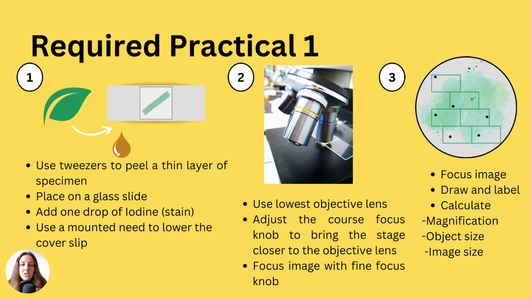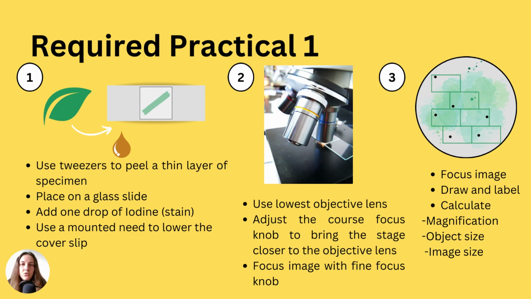Adjust the coarse focus knob to bring the stage closer to the objective lens. And this way, when you view your specimen by looking down the eyepiece lens, you're not going to cause the stage to actually move any closer. You're actually going to push the stage downwards by turning the focus knob. And that way, you're not going to have the problem of the slide and the objective lens clashing together and colliding, which could be a big problem.